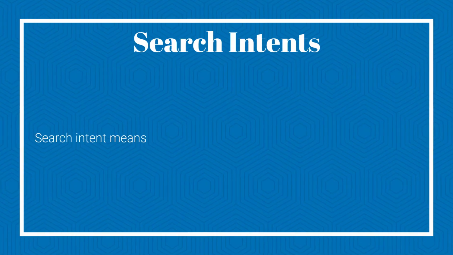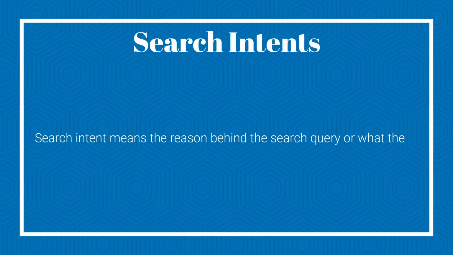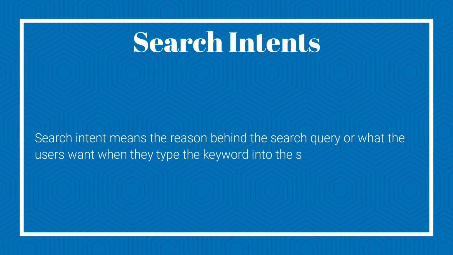The third step, once you have your subtopics, is to start creating content to target the subtopics or keywords, and for that you need to find search intent for your targeted keyword. Search intent means the reason behind the search query, or what users want when they type the keyword into the search box. This is important to know when you want to create content on your website to target the keyword, so you can create the type of content users are searching for.